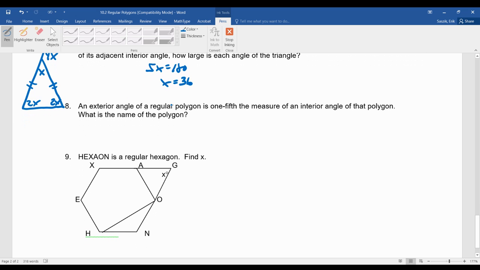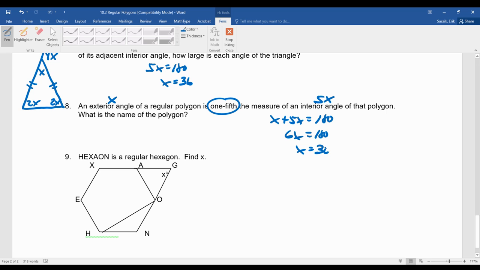Number 8, an exterior angle of a regular polygon is 1/5 the measure of an interior angle. So instead of using fractions, which angle is bigger? Exterior angle is 1/5, so the interior one's bigger. I'm going to call that 5x. I'm going to call this one x. We know that interior and exterior angles are always supplementary.